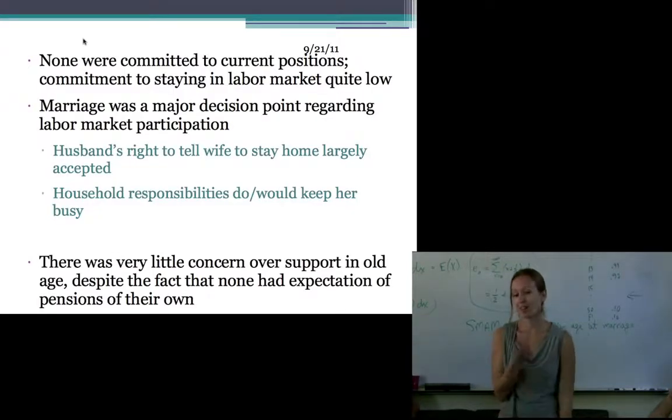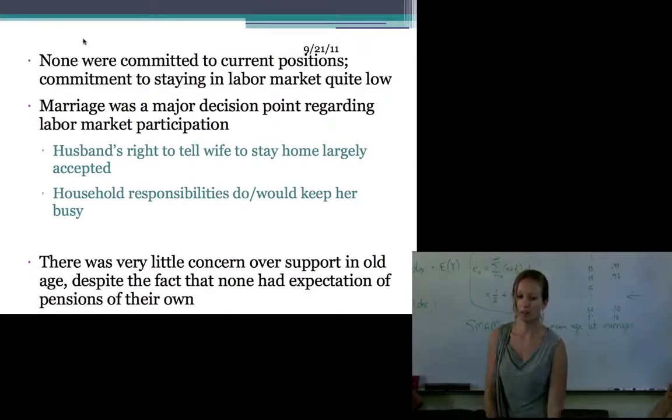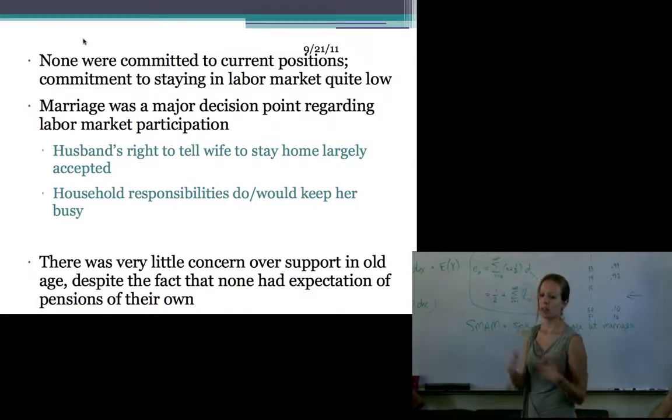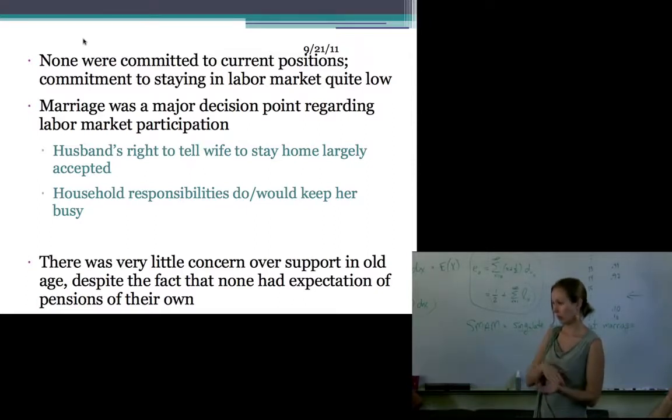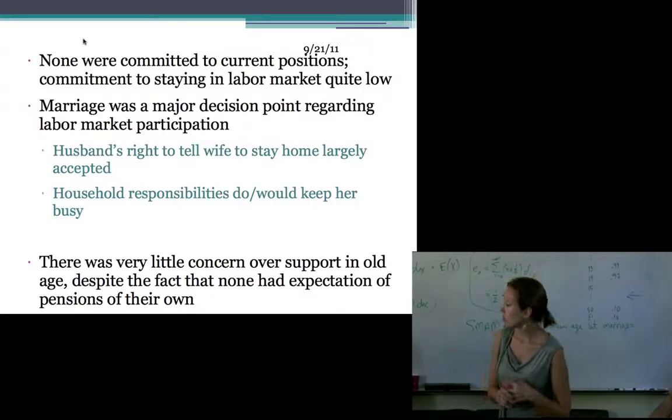Understandably, a lot of the girls who were expecting to get married, or already married with husbands who are expected to provide for them, had very low labor force commitment. Marriage was basically the major decision point for deciding when to stay home. A lot of them had worked before marriage, largely, I think, to alleviate boredom. It's a good way to go out, get things to do, feel like you've used your education. At the point of marriage, a number of them stayed home because they wanted to. Some stayed home because their husbands told them to.